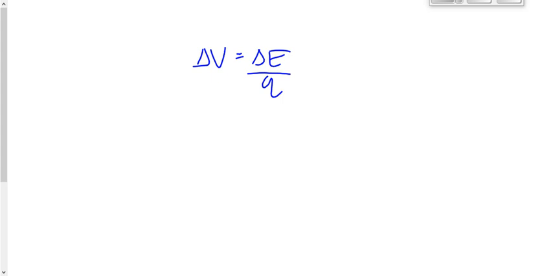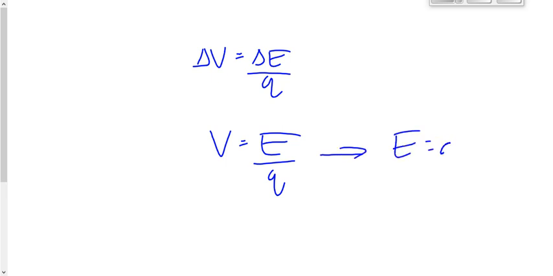Now, we're going to modify that just a little bit. We're going to say V is equal to E over Q. The first one is potential difference. The second one is just potential. The potential, the energy per coulomb of charge at one spot, is V, and it's equal to E over Q. I'm going to rearrange that, and I'm going to get Q times V for energy. So the electric potential energy at one spot is equal to the charge times the electric potential at that one spot.